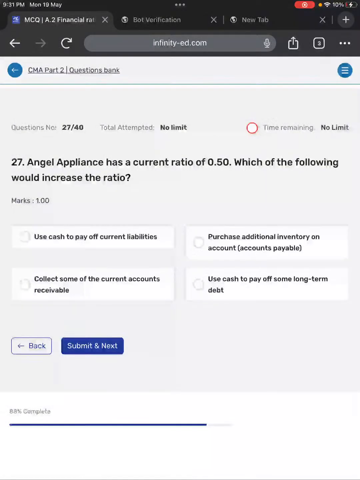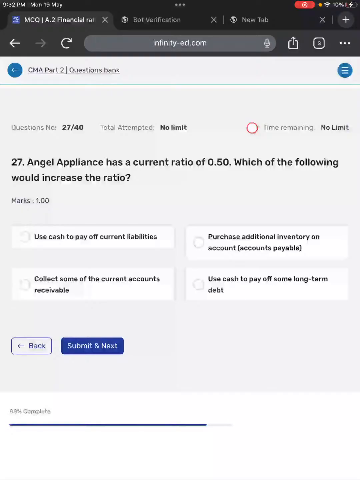Current ratio is 0.5. Which of the following will increase the ratio? Already we talked about these questions, right? If the current ratio is less than 1, what will we do to improve it? Already we discussed. If current ratio is less than 1, buy on credit or sell on credit, that will increase the ratio.